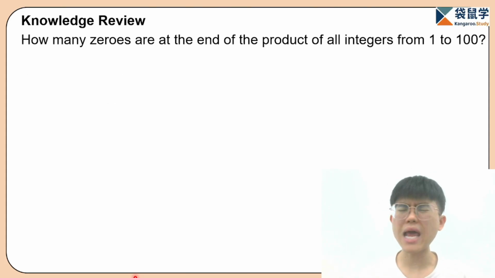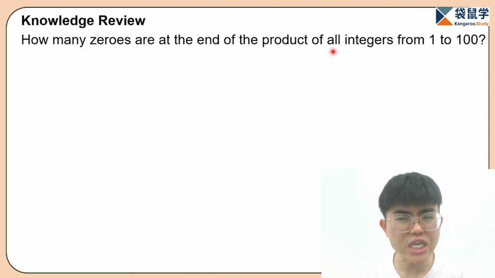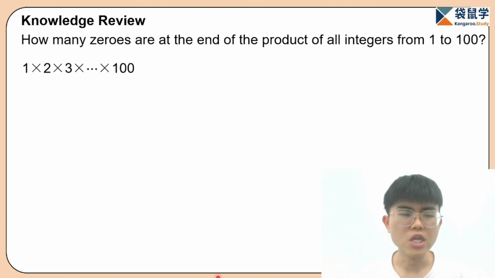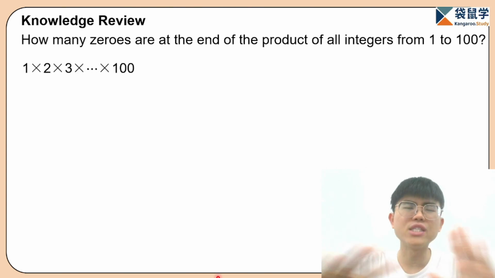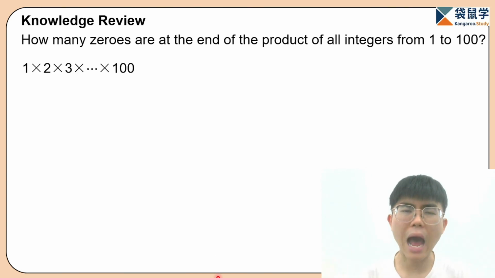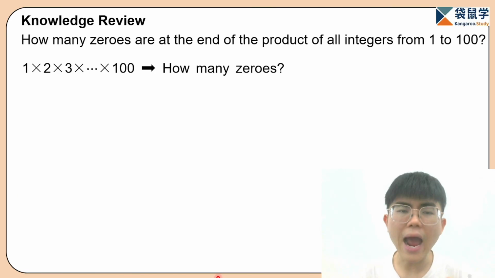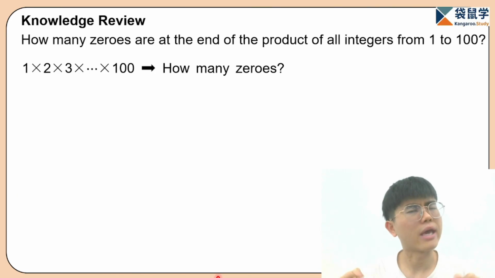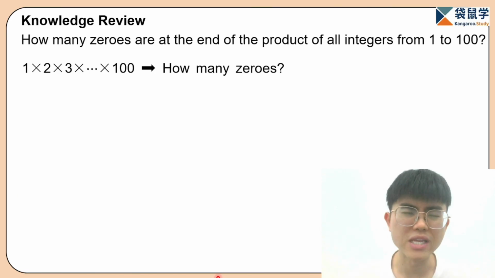So in this case, we have the product of all integers from 1 to 100, which is 1 times 2 times 3 until we multiply until 100. And we are asked to find how many zeros there are. Hey everyone, how do we solve this question?